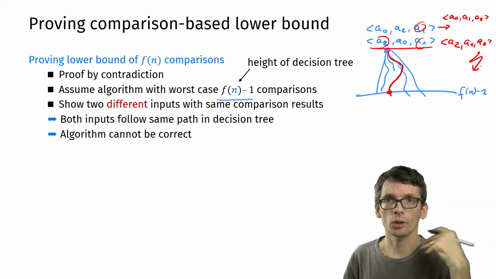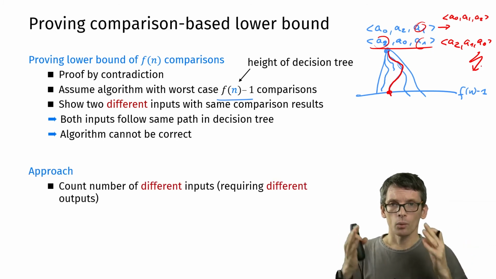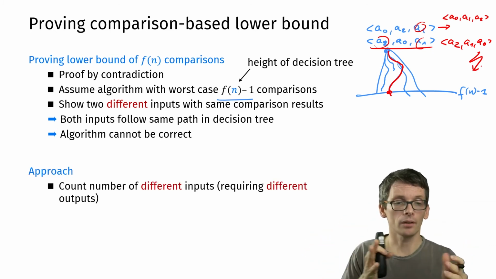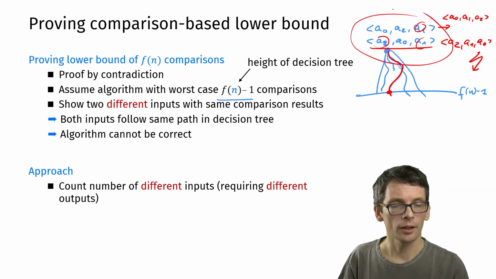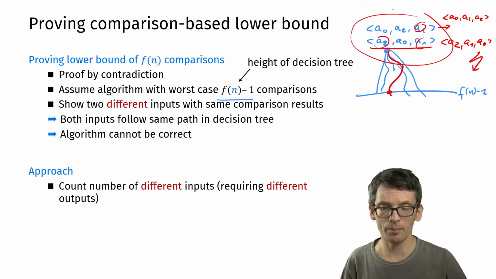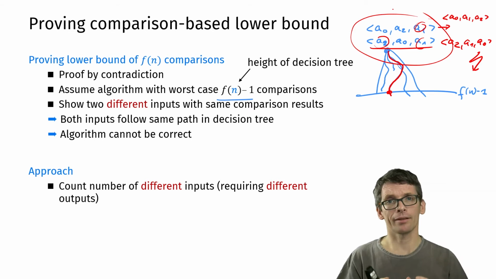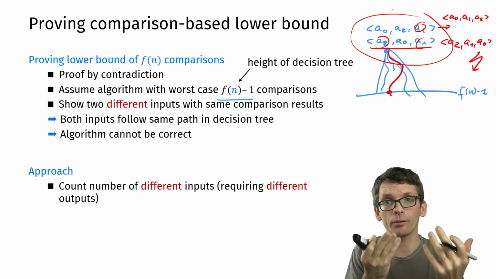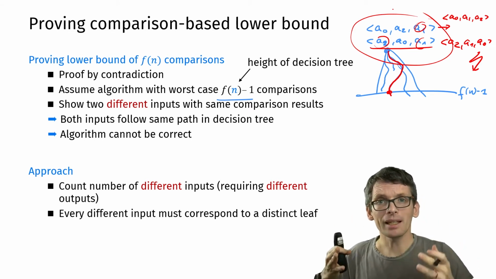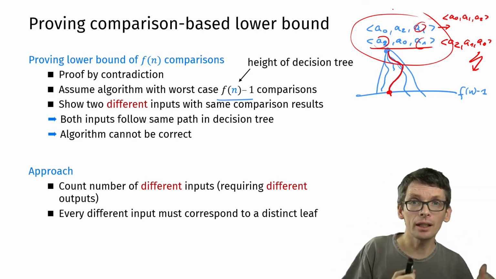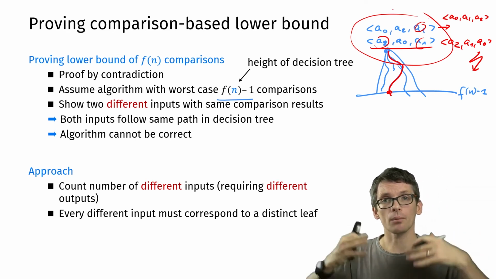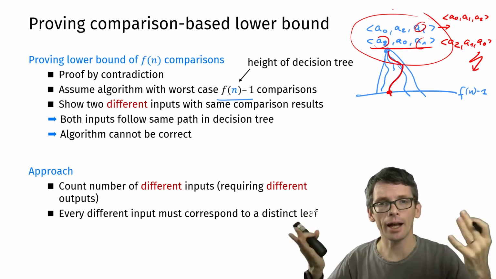So once more, the approach is we count the number of different inputs, so this will be the different permutations of A0 to An minus 1. They all will need different outputs, or different paths in the tree, meaning they all have to correspond to different leaves. So if I can bound the number of leaves depending on the height, I am done.